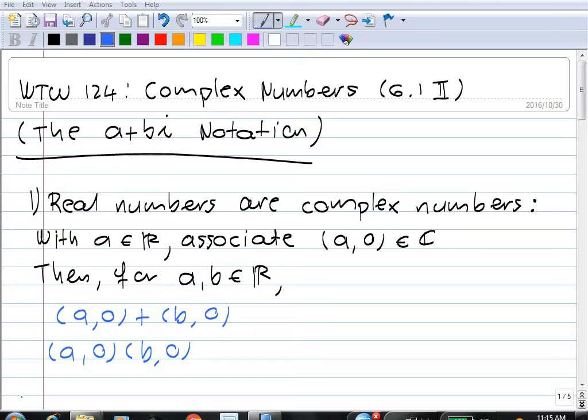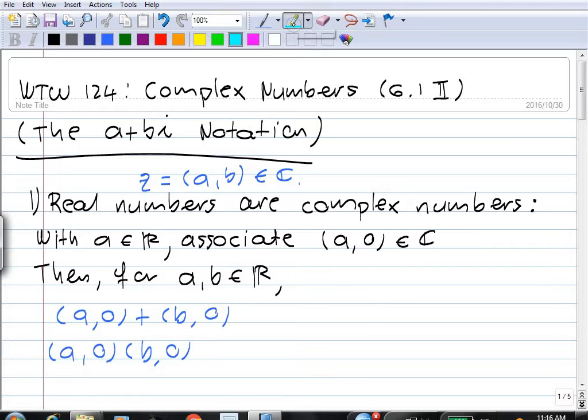Hello. In this video I want to develop a more natural notation for complex numbers. So you'll recall that a complex number is an ordered pair of real numbers. And so we write a complex number as z = (a, b). Right.